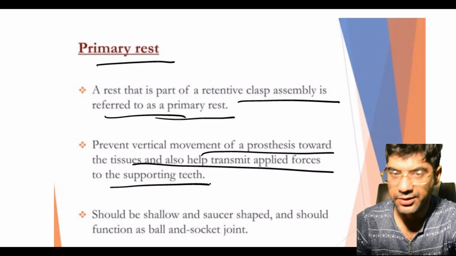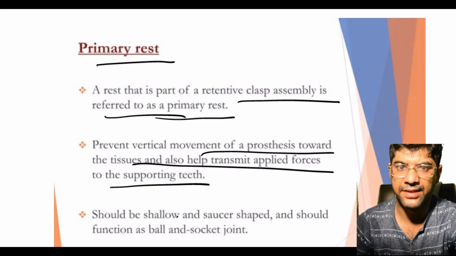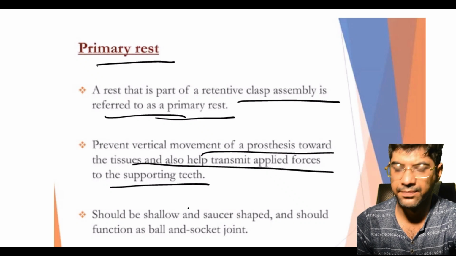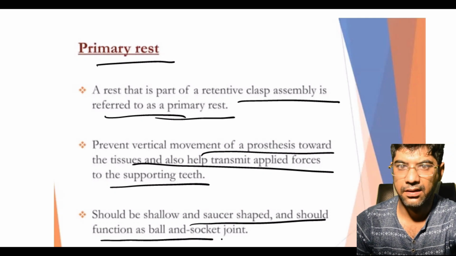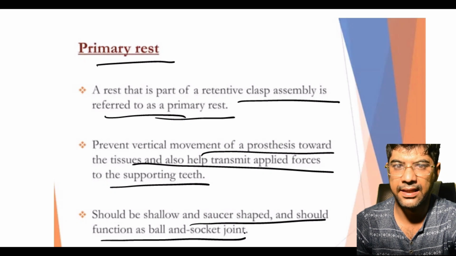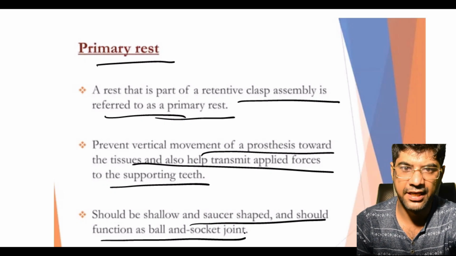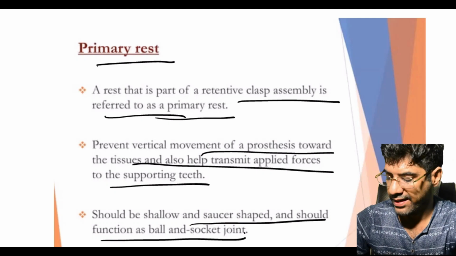Now remember, the rest should be shallow and have a saucer-like shape. So this design provides stability and prevents excessive stress concentration. Functionally, it acts as a ball and socket joint. Ideally, the primary rest should function like a ball and socket joint, allowing for slight movement and adjustment while maintaining a secure fit.